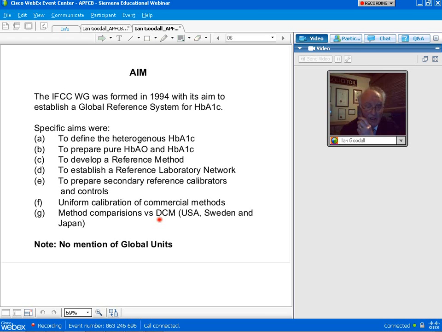But note that there was no mention of global units in those days, and it was really just assumed that everyone would be using IFCC units, and there wouldn't be a need to mention that. And the very fact that there is no mention of global units was really the reason that the IFCC working group was wound up in 2010, because everything else had been done.